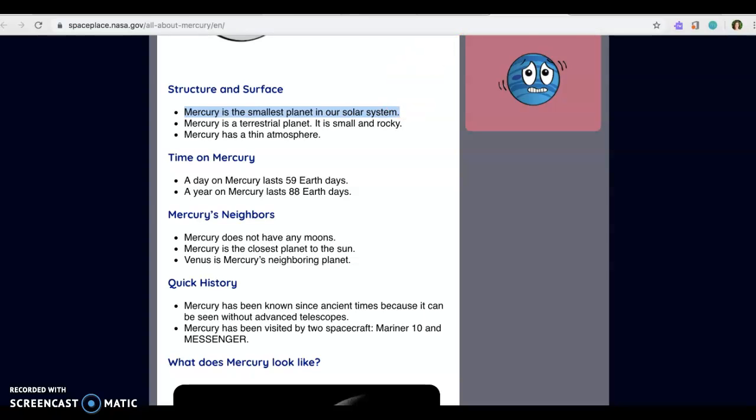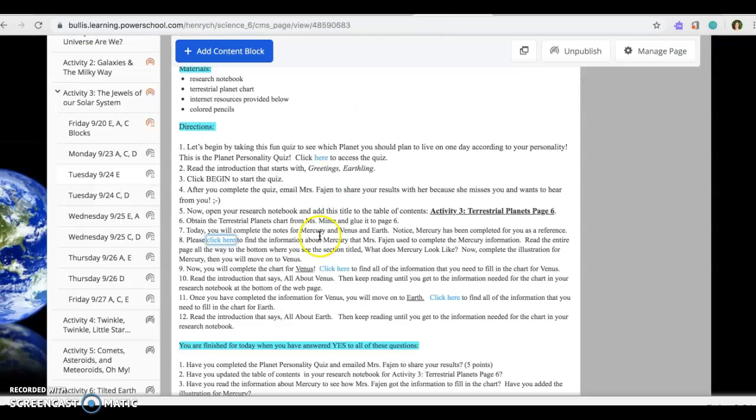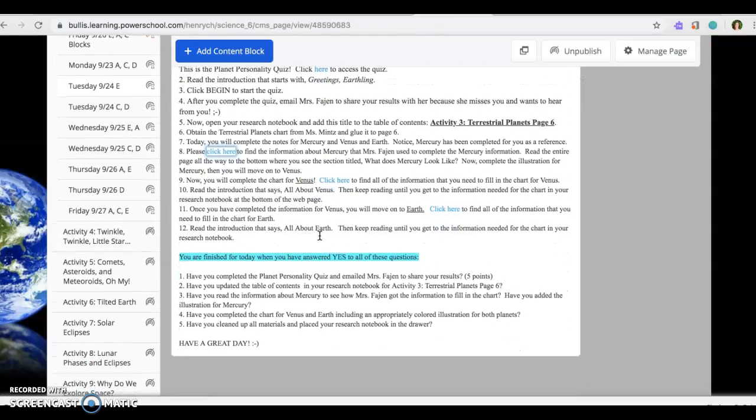So, moving on back to the directions. You are going to actually complete the chart today for Venus and Earth. You do not have to go on to Mars. That will be your next day's task. You're going to do the same thing that I did for Mercury for Venus and Earth.